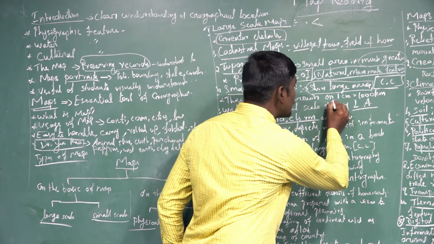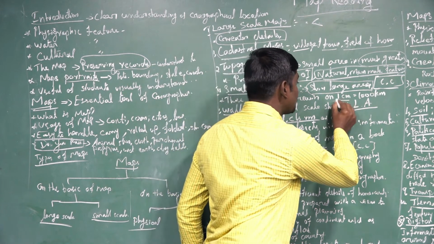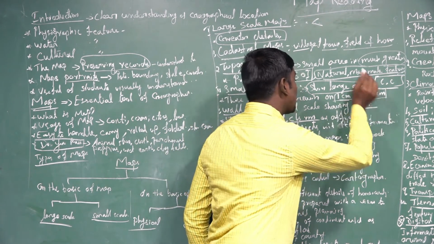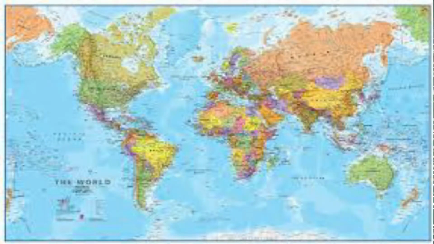So 1 centimeter on the map is equal to 100 kilometers. And the next one, wall map. Wall map, small scale showing the large area. What is the meaning of the wall map? Small scale showing the large area.